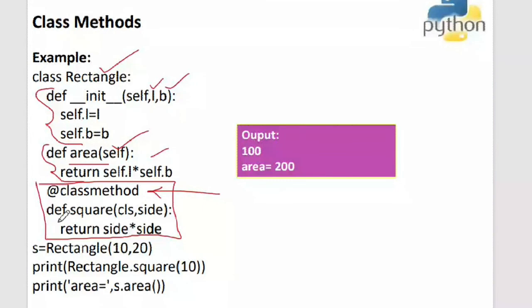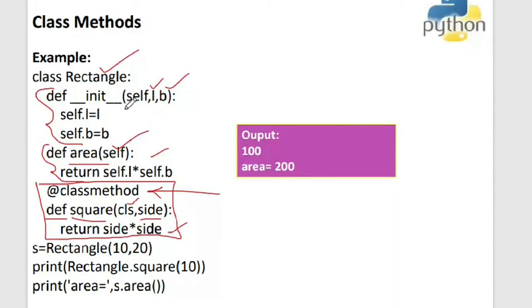And then the method. Every method will start with the def keyword. So I'm saying def, and this is the name of the class method. As I told you, the difference between the class method and the instance method is the first argument. The first argument in the class method is CLS. So I'm giving CLS followed by the rest of the arguments, whatever you want to pass. Here I'm passing side, wherein I am using the formula of a square, side into side.